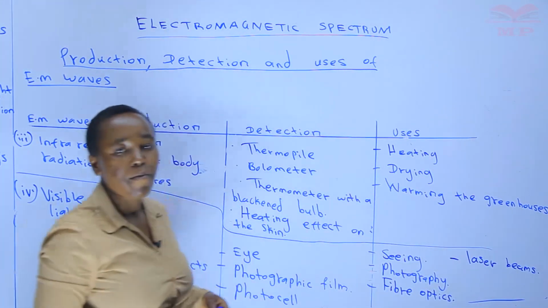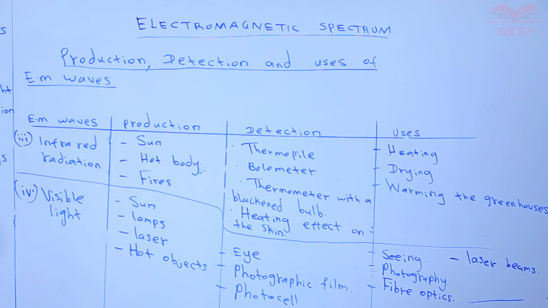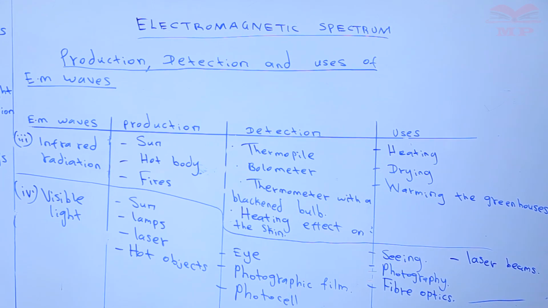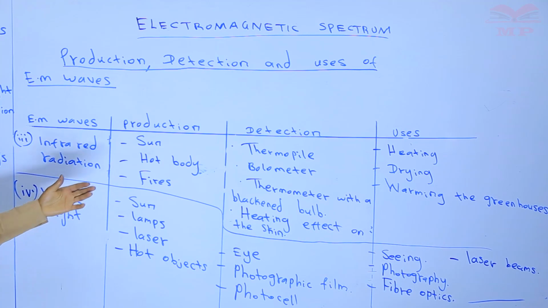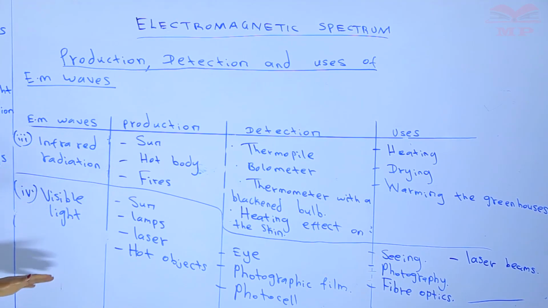That is on the visible light. So we have the light amplification by the stimulated emission of radiation. So that is what we have for the laser beams. In another topic, we'll be talking of these laser beams. So those are the uses, and that is for the visible light.